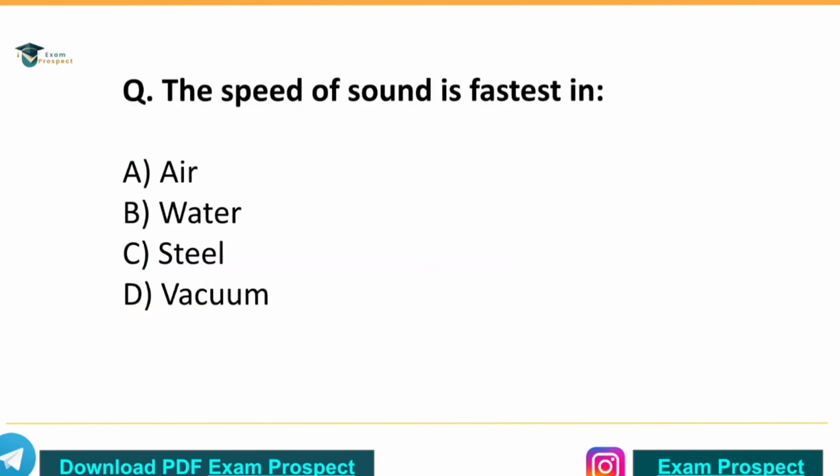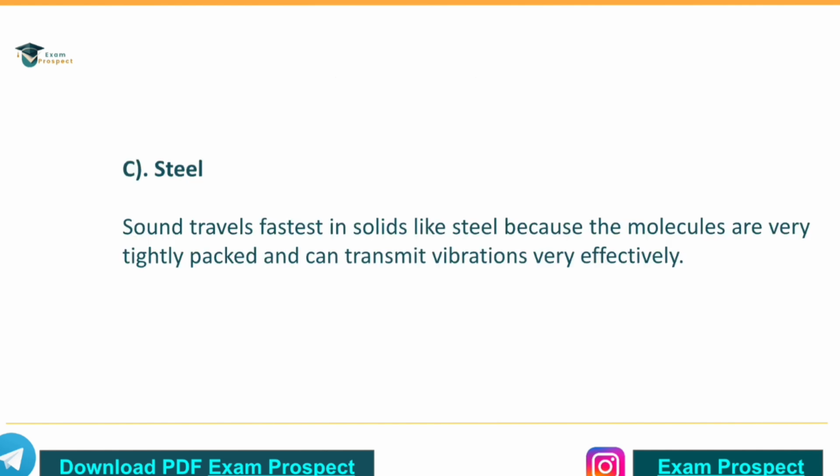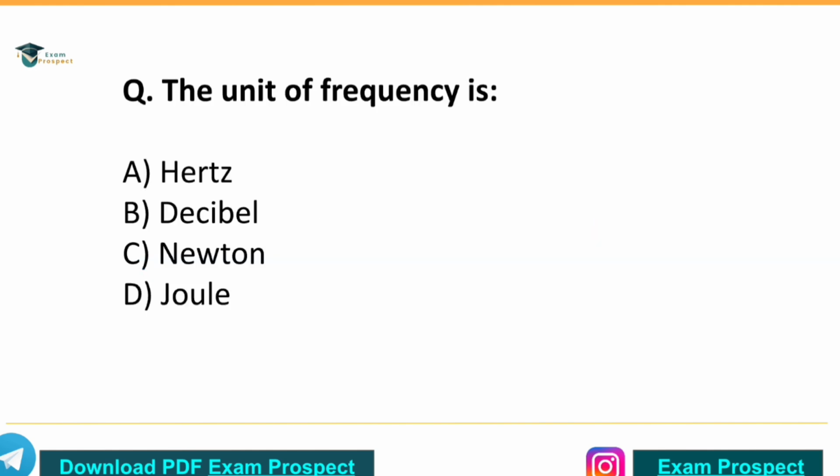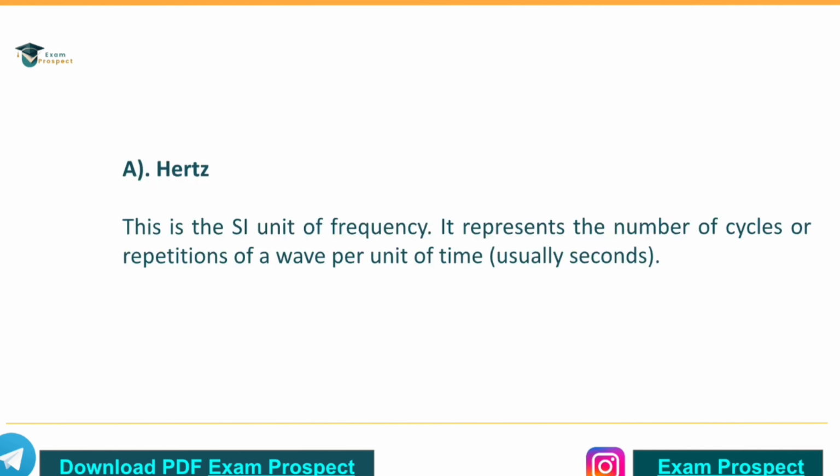Next question, the speed of sound is fastest in? The correct answer is option C, steel. Sound travels fastest in solids like steel because the molecules are very tightly packed and can transmit vibrations very effectively. Next question, the unit of frequency is? The correct answer is option A, hertz.